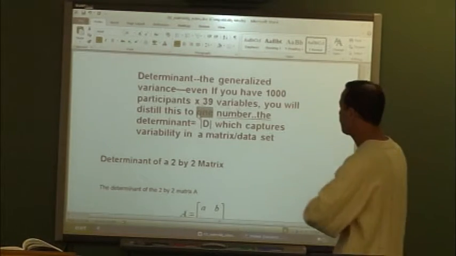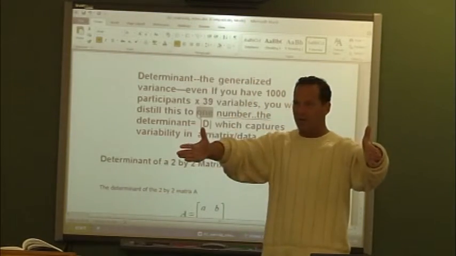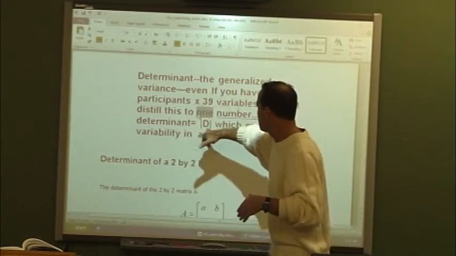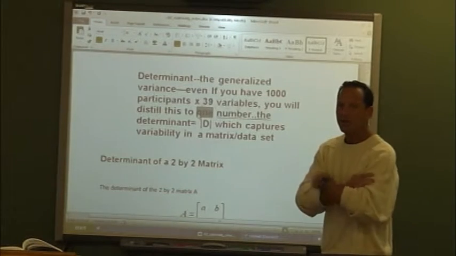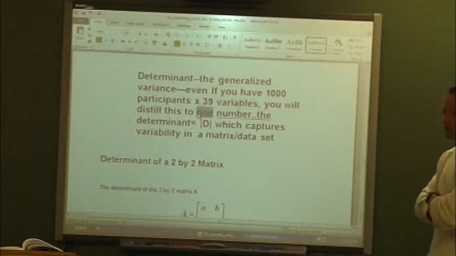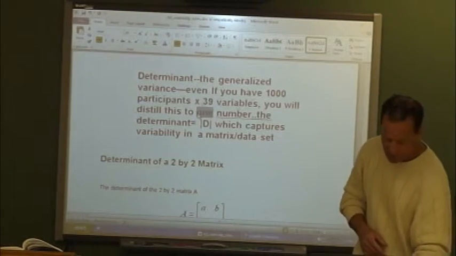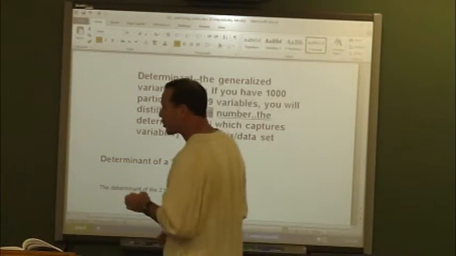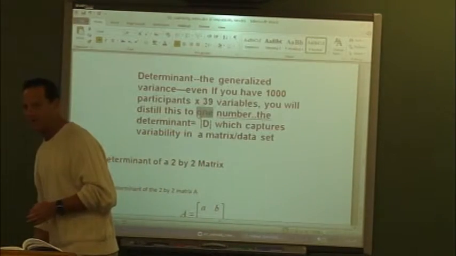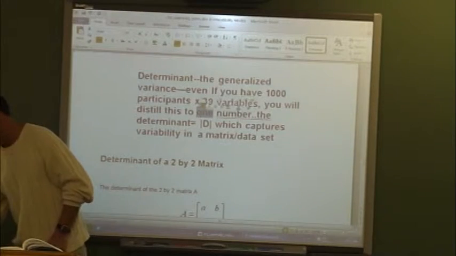The determinant is always represented by what you may call the absolute value notation. A lot of times people think it's the absolute value, but this is the notation you'll see in multivariate stats for the determinant, which captures variability in a matrix or a data set. I'm going to show you the easiest case, a 2 by 2.